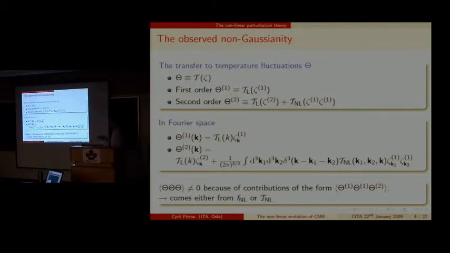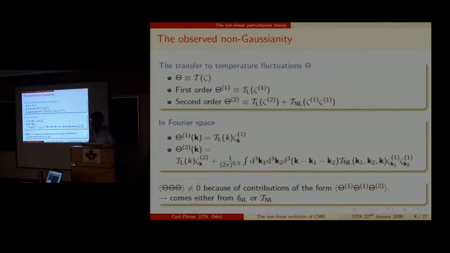And you see that because of this non-Gaussian term here or here, it's non-zero because we have some contribution of θ1 and θ2. But this θ2 can come either from here or from here. So that's what I'm stating here. It's coming either from a primordial fNL or from a nonlinear evolution term. And from now on in my talk, I'm going to talk about this nonlinear evolution.